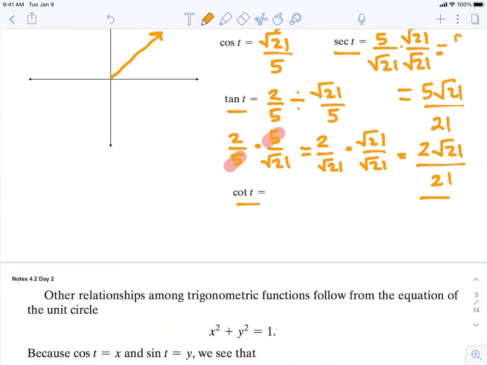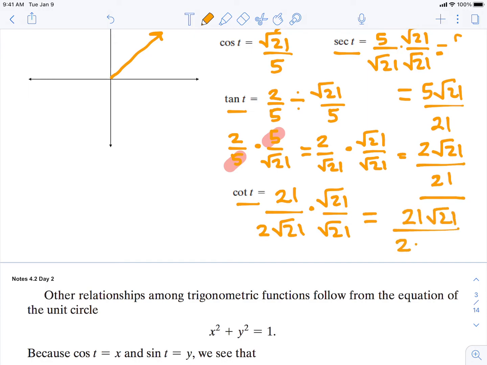I'm going to take this final answer and I'm going to reciprocate it. Now I need to rationalize it. And then multiply across. So I get 21 square roots of 21 over 2 times 21. And then we have a common factor of 21. So the final answer is the square root of 21 over 2.